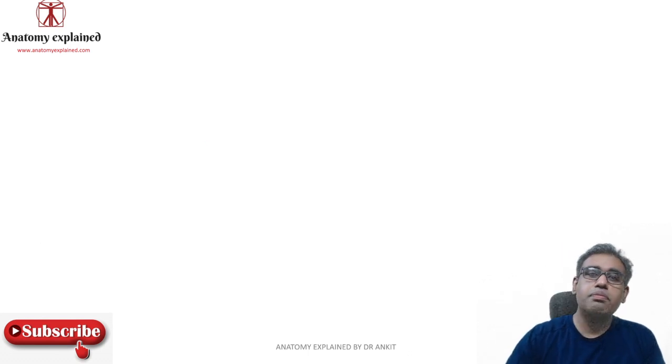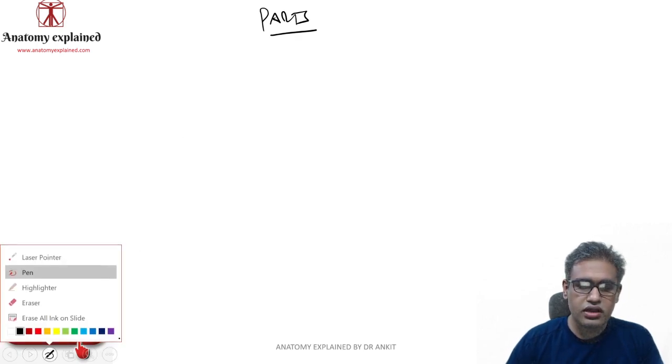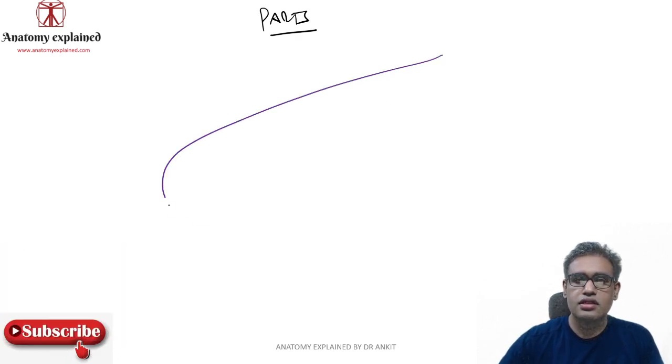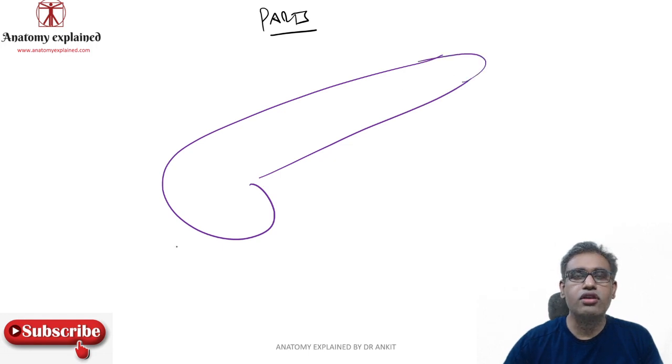Let us now see the parts of the pancreas, because it has been divided into a few parts. So imagine if we try to make the pancreas like this. It is a tongue-shaped, retroperitoneal organ.